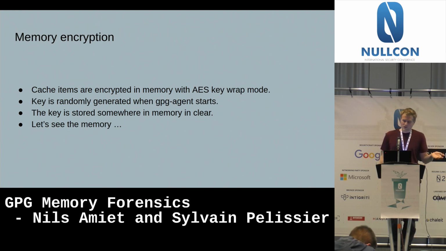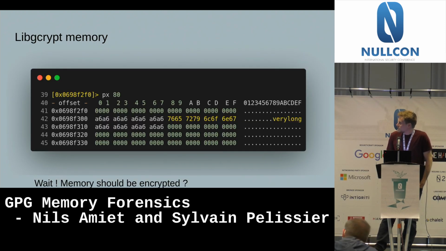So basically, the cache items are encrypted with this mode of operation. The key is randomly generated by GPG agent at startup. And now the key is stored somewhere in memory in clear because there is no interaction with a TPM or physical security enclave. So we looked at the memory, and at some point we were able to find 8 bytes of the passphrase in clear, and just in front, the IV value A6.